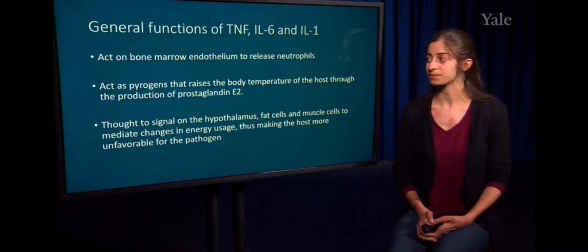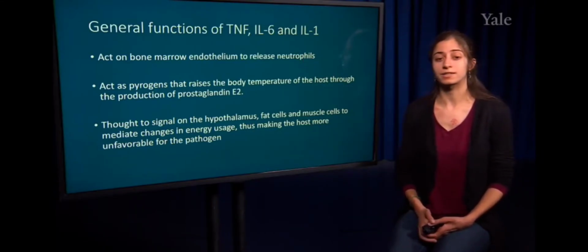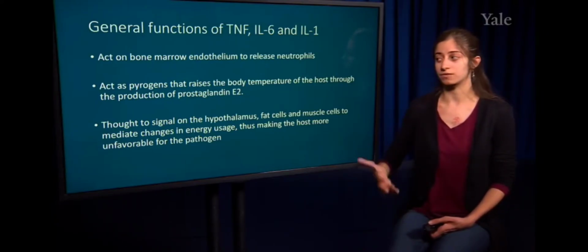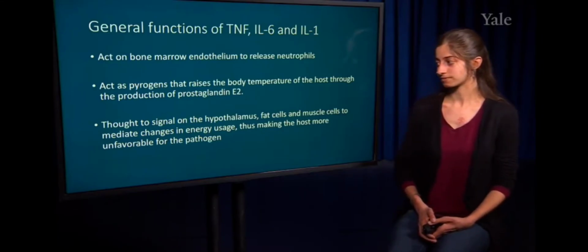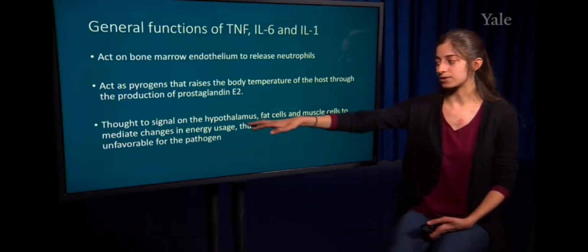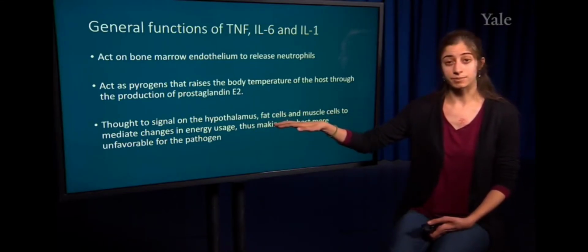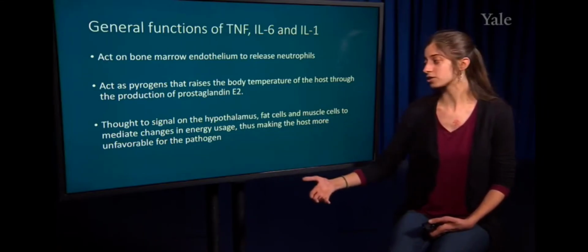TNF, IL-6, and IL-1 also act as pyrogens. Remember, pyrogens increase the body temperature of the host through the production of prostaglandin E2. These types of cytokines are also thought to signal on the hypothalamus, fat cells or adipocytes, and muscle cells to mediate changes in energy usage, thus making the host more unfavorable for the pathogen.